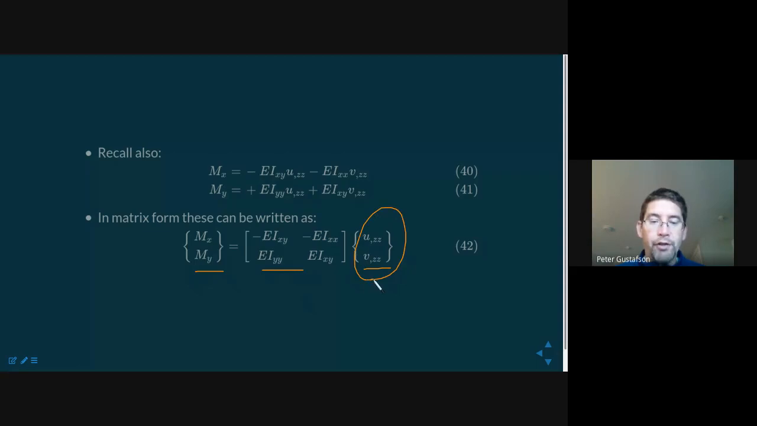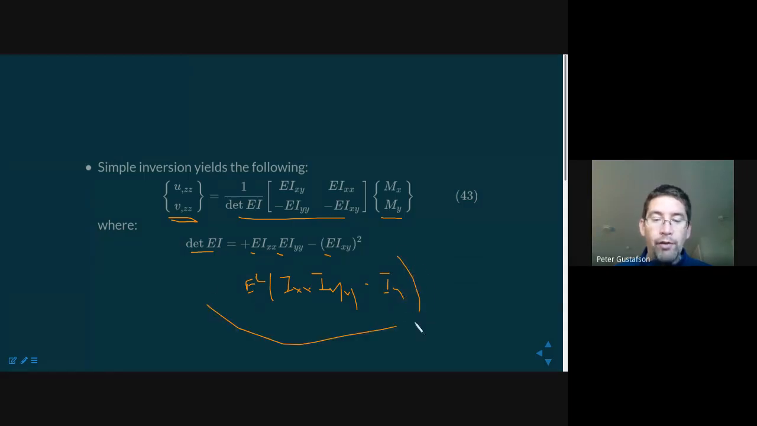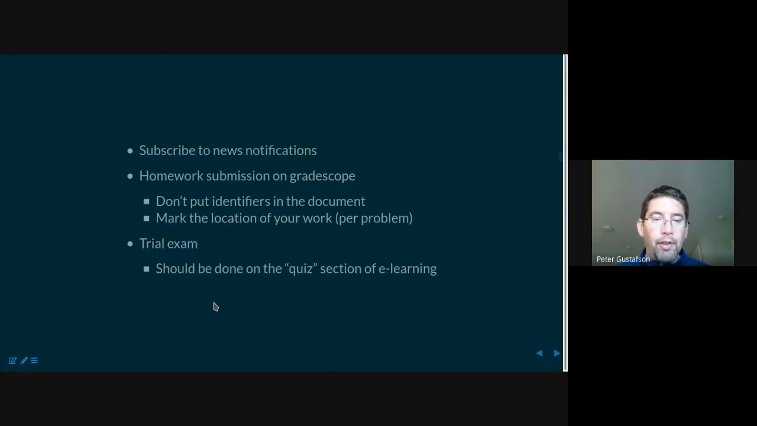We needed the curvatures to be free on the left-hand side, so we just did this matrix inversion. By doing the matrix inversion, we end up with this determinant of EI statement. It's in the denominator. You can see that we have E times E minus E squared. So this ends up being E squared times (EI_XX)(I_YY) minus I_XY squared.